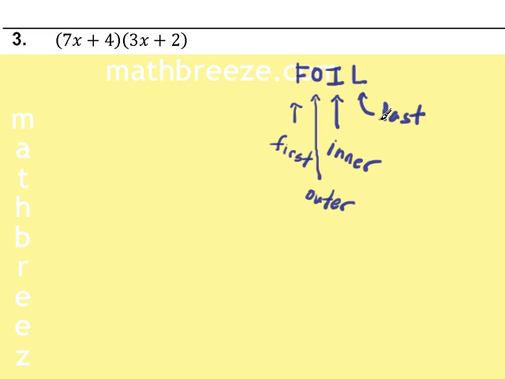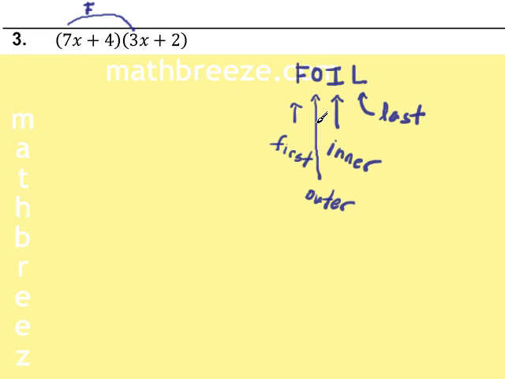So basically we want to multiply each term times each term. And we start with what we call the first product. The first product refers to the first term here times the first term here, the first term in this binomial times the first term in this binomial. So this product we call the first, and I'll label it with an F.